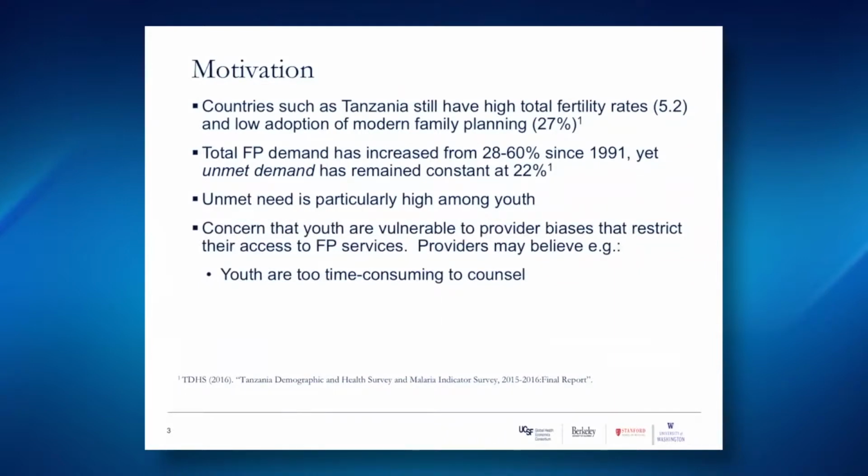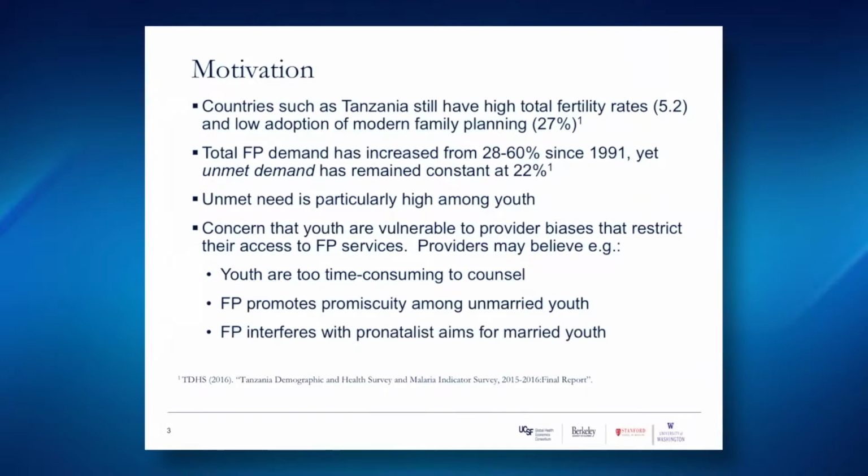So there are a variety of different biases that people have talked about, that providers may be biased against providing family planning to youth. It may be that youth are too time-consuming to counsel, which is one of the things that we've heard in some of the formative qualitative work that we've been doing in this project. Another is that family planning is going to promote promiscuity among youth, and this is a particular concern among unmarried youth. Or another concern is that family planning may interfere with certain pronatalist aims and norms in some of these communities, so among these married youth.